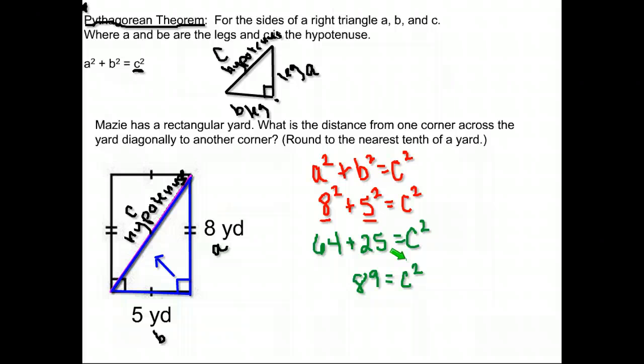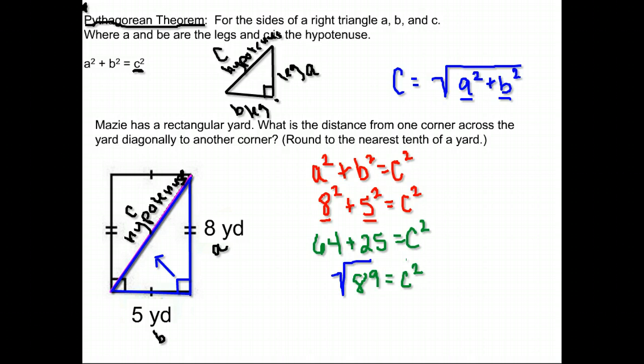Anybody? Any ideas? The opposite of squaring is the square root, and that's how this is related to the distance formula. Because when you're trying to find c, you're basically doing the square root of a squared plus b squared. Okay, so that's how the two are related. The distance, c, from one point to another is the two lengths squared, and then the square root of that.